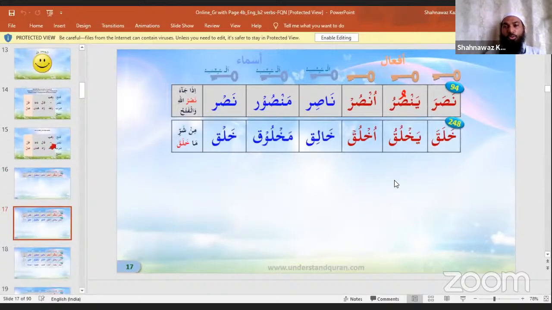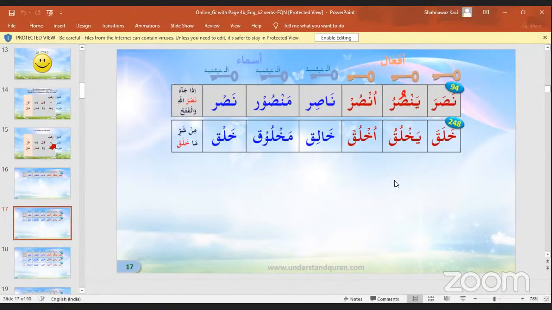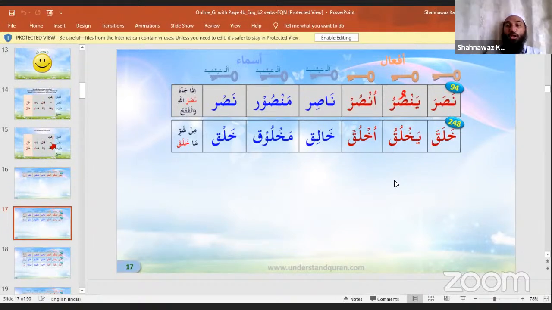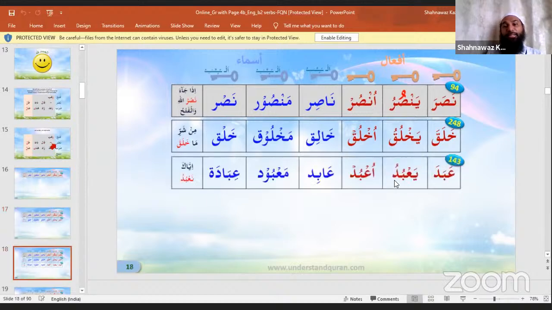Okay, so Nasara, Yansuru, Unsur, Nasir, Mansur, Nasr. إذا جاء نصر الله, nasrullah, nasr. Khalaqa, yakhluqu, ukhluq. Khaliq, makhluq, and khalq. This is khalaqa based on the pattern of Nasara. Next word is abada. Abada, ya'budu, u'bud, abid, ma'bud, ibadah. Right? So we have seen that in iyyaka na'budu wa iyyaka nasta'in.